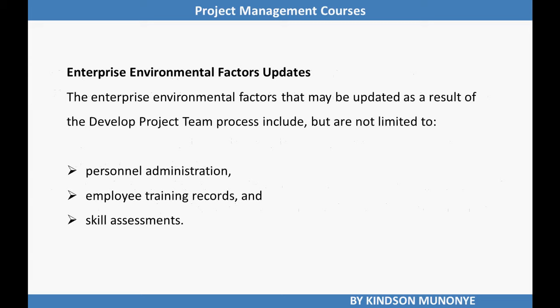The next output is enterprise environmental factors updates. The enterprise environmental factors that may be updated as a result of the develop project team process include personnel administration, employee training records, and skill assessments. So this is where we wrap it up on the develop project team process.